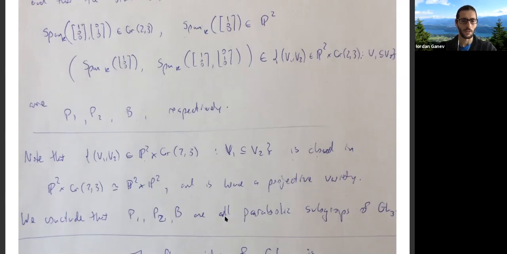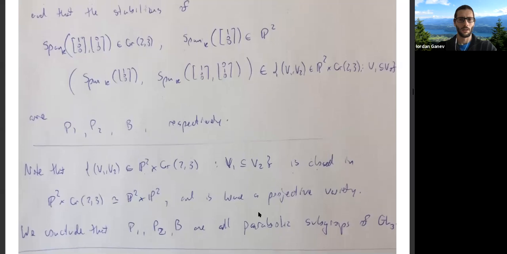Okay, so we see that these three subgroups are all parabolic subgroups of GL3. And with this example of GL3, any questions? Does it make sense, at least the general feel for the argument?